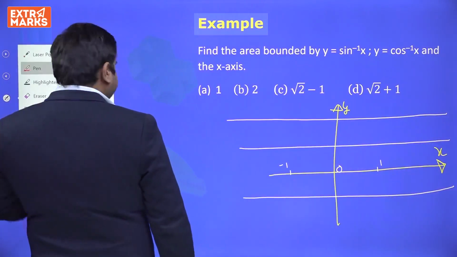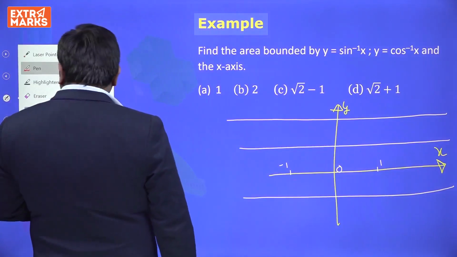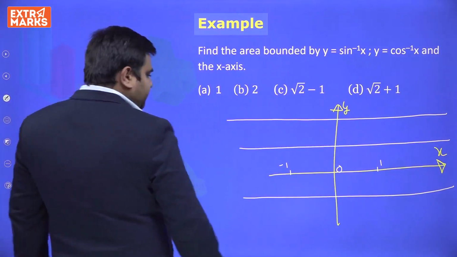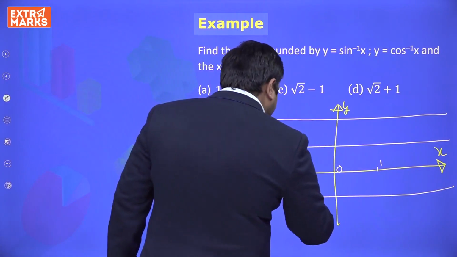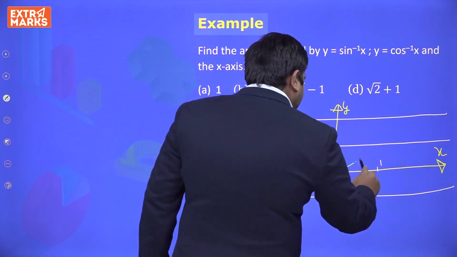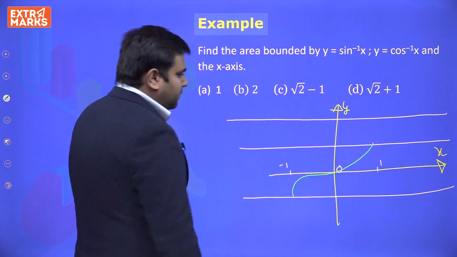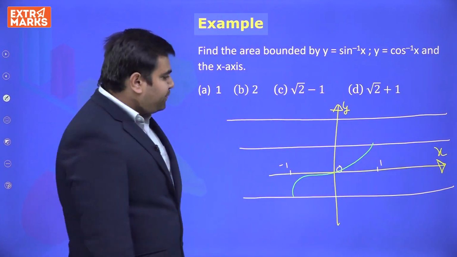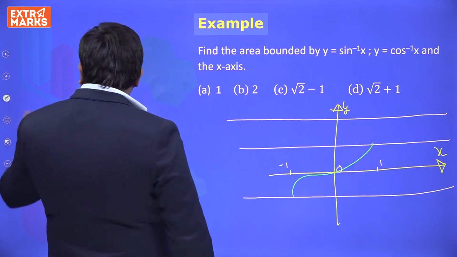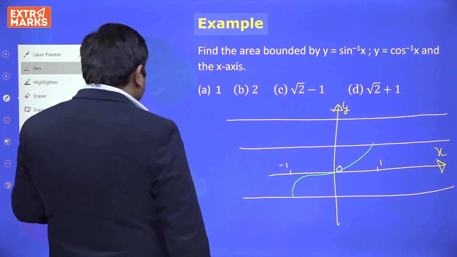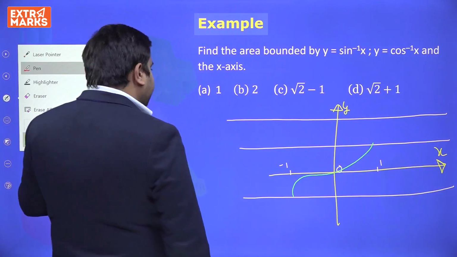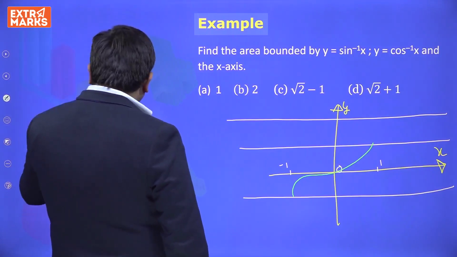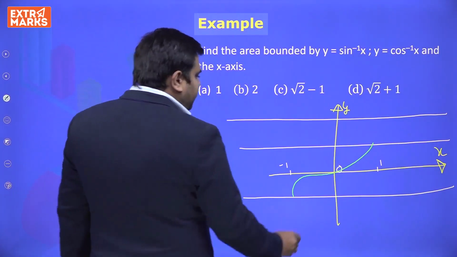Right? So let's plot the curve first. So this is the graph of sine inverse x. Now on the same scale, I wish to draw the graph of cos inverse x. On the same scale, I would be constructing the graph of cos inverse x, right?